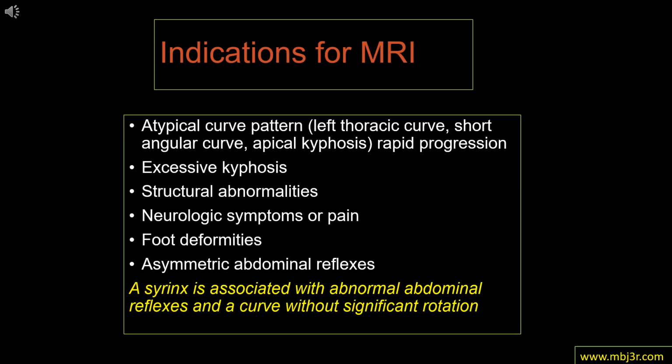In some cases, you have to do an MRI scan. What are the indications for MRI? An atypical curve pattern, that is left thoracic, short angular curve, apical kyphosis or rapid progression. Excessive kyphosis, structural abnormalities, neurological symptoms such as pain, foot deformities, asymmetric abdominal reflexes. If these things are there, you have to do an MRI. A syrinx is associated with abnormal abdominal reflexes and a curve without significant rotation.